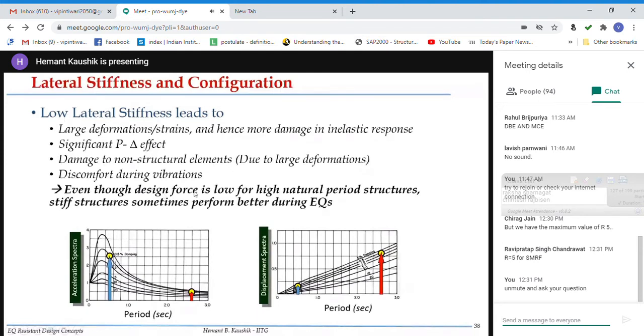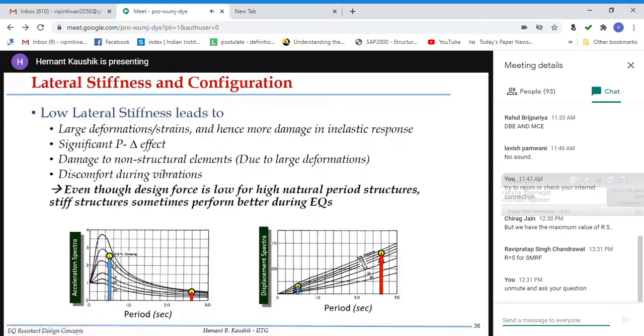So even though the design force is low for high natural period structures, the stiffer structures are sometimes preferred because of this. If you have this structure compared to this structure, this has a very high natural period, so obviously the stiffness is less here. But if I consider the displacement spectra, the displacement is much higher because of lower stiffness. So this is not desirable.